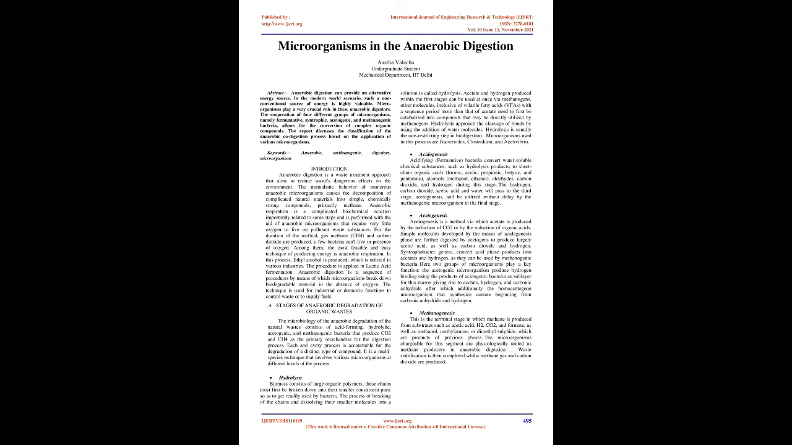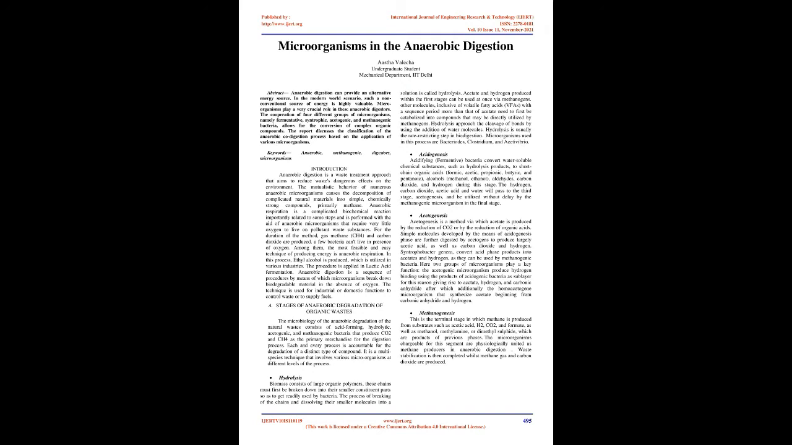The microbiology of the anaerobic degradation of the natural wastes consists of acid-forming, hydrolytic, acetogenic, and methanogenic bacteria that produce CO2 and CH4 as the primary merchandise for the digestion process. Each and every process is accountable for the degradation of a distinct type of compound. It is a multi-species technique that involves various microorganisms at different levels of the process.